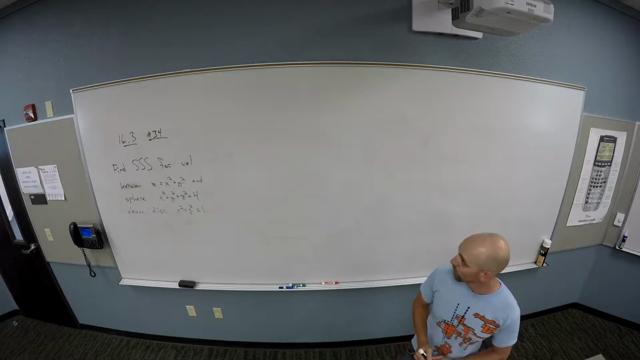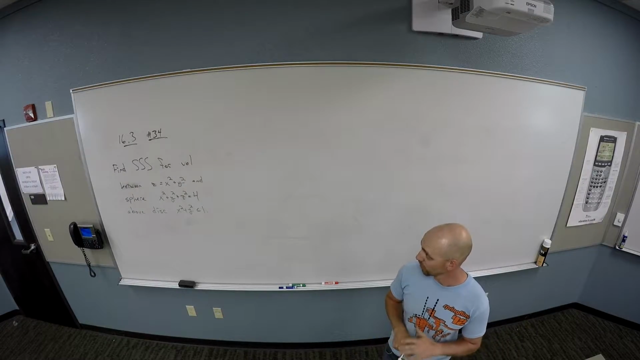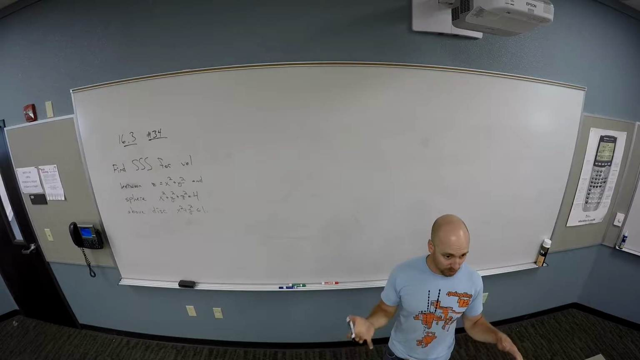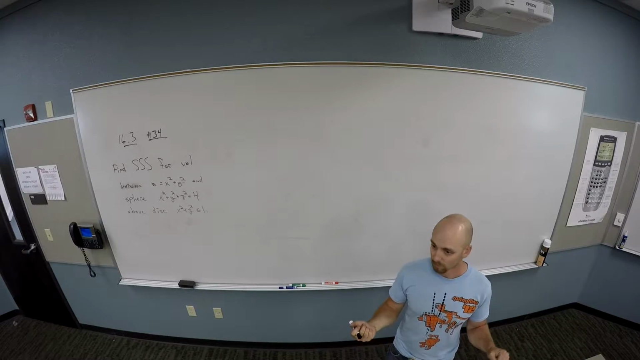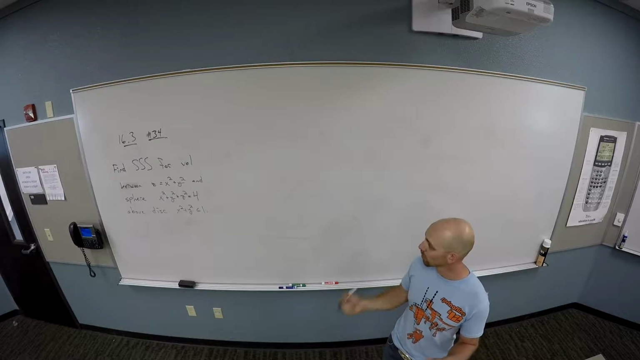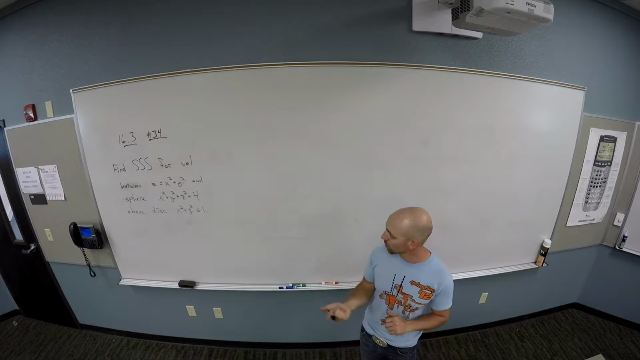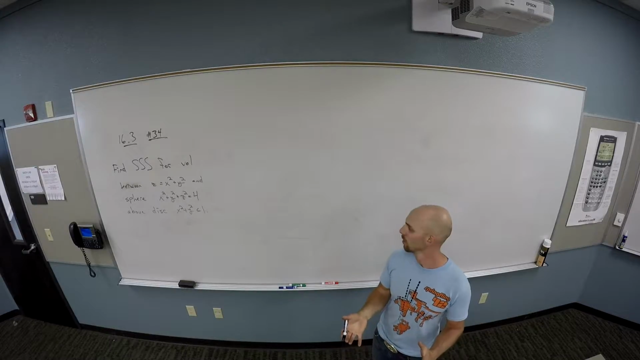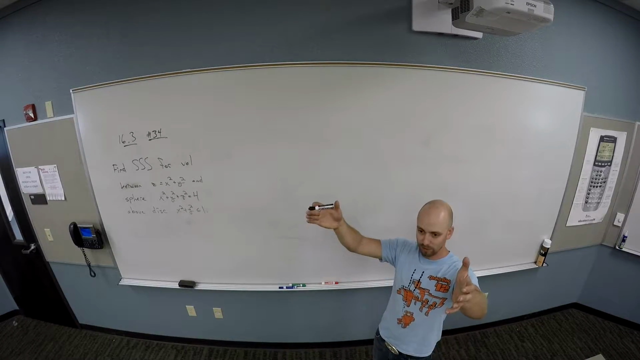Right, so, old question, 16.3, number 34. Set up a triple integral. They don't tell me in what coordinates, right? For the volume between z equals x squared plus y squared, that's a paraboloid, the upward one.